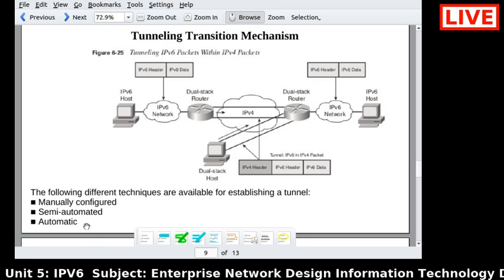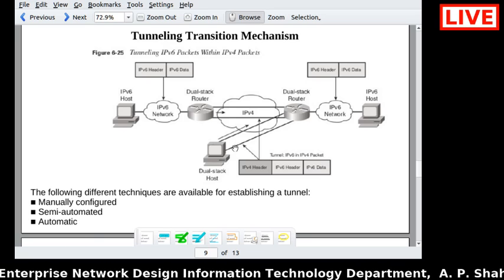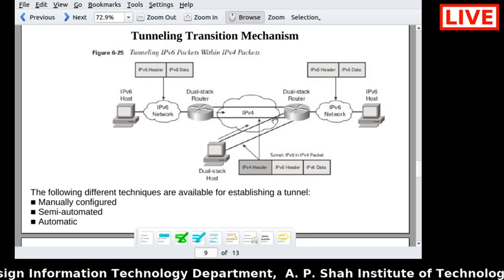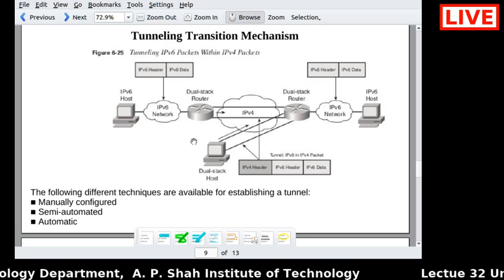So in semi-automated, what happens exactly is that the tunnel broker can be used to establish a tunnel between the sender and the receiver of the border router, or we can call it a tunnel server.